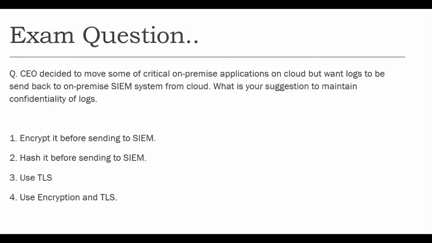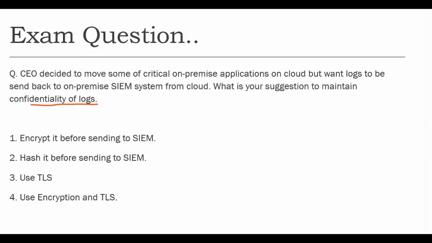The CEO decided to move some of their critical on-premise applications to the cloud, but wants to manage logs via the on-premise system. So the cloud system should send logs back to the on-premise system. So there's a data movement over the wire. What is your suggestion to maintain the confidentiality of the logs? So now they are asking for confidentiality, and there's data movement also.